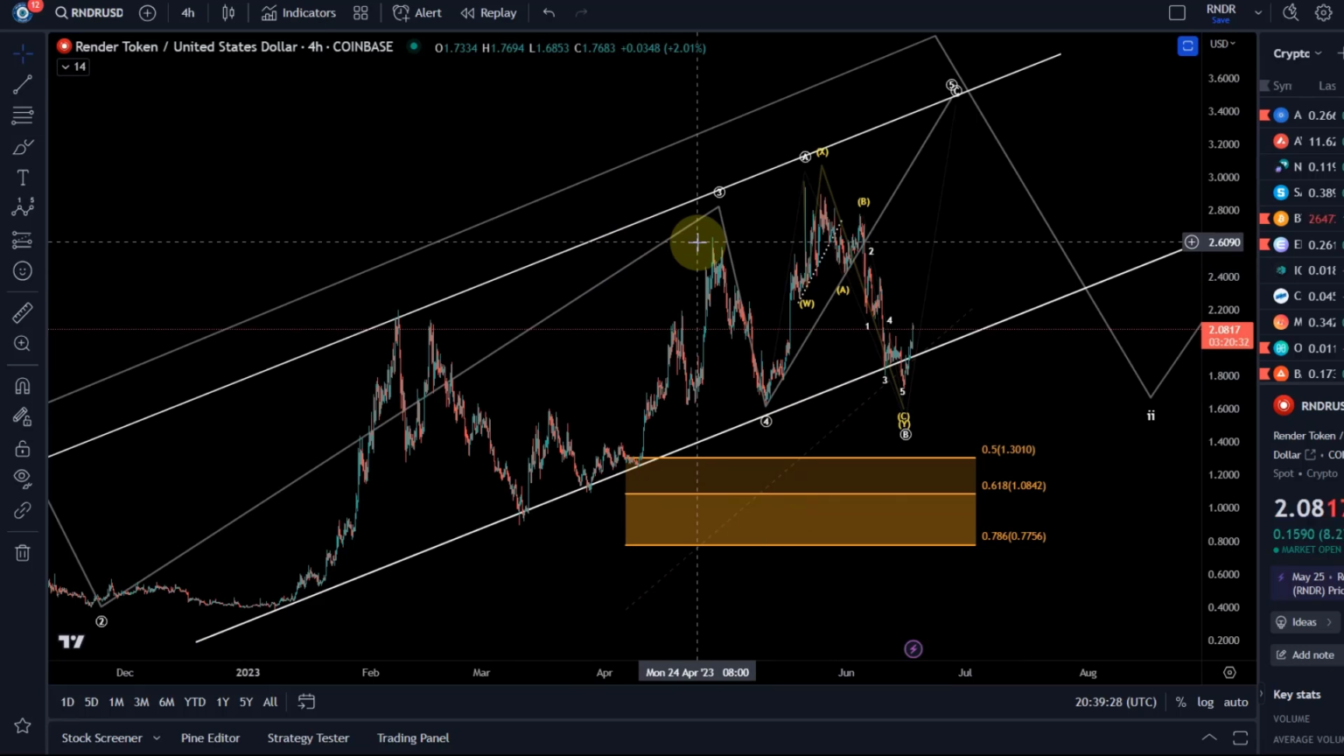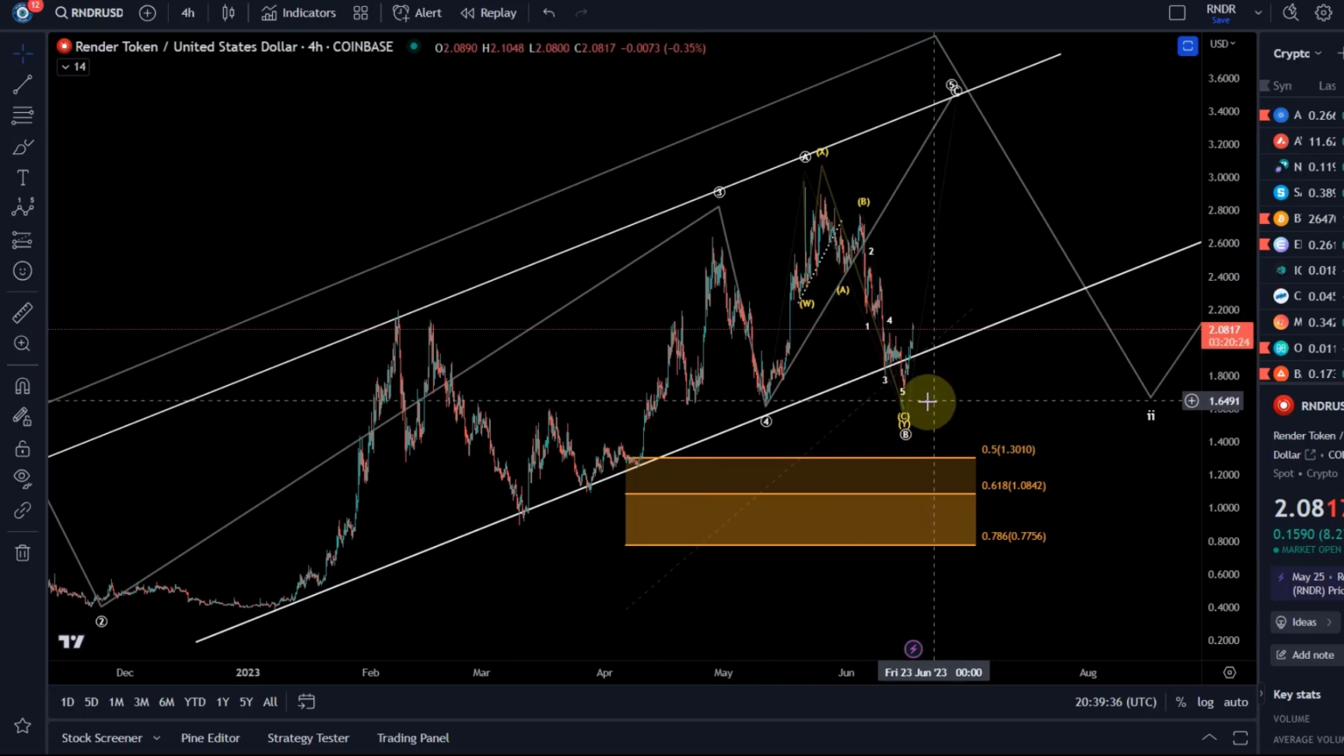And we have a trend line here. We've got this trend channel. The trend channel is holding at the moment. We had a brief break below the trend channel's lower boundary line, but it so far did hold.